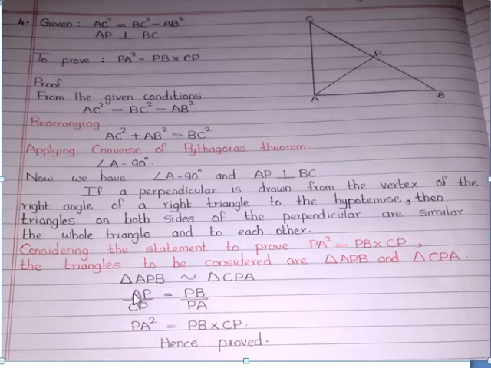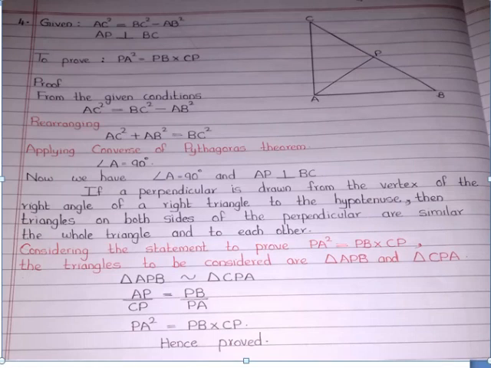Okay. Considering triangle APB and considering triangle CPA, you will get AP by CP equal to PB by PA. PA square is equal to PB into CP. That is what you have to prove.